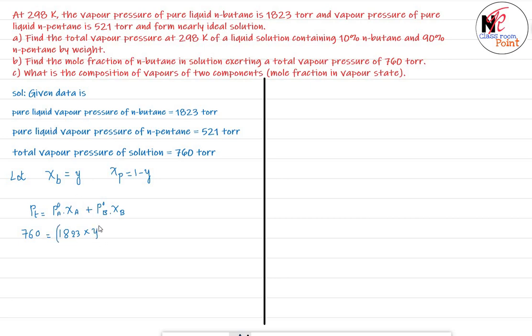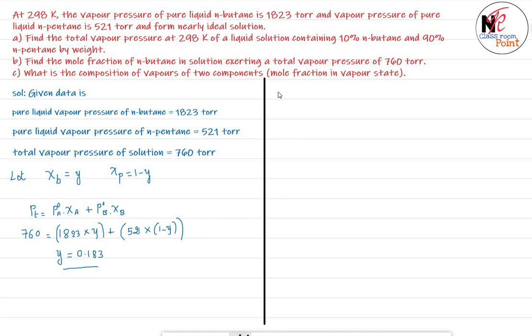So Y plus P naught B, that is pentane, 521 torr, into the mole fraction of pentane, 1 minus Y. This is the form. Now by solving this we shall get the value of Y, that means the mole fraction of N-butane, as 0.183. So this is the answer for sub question B.